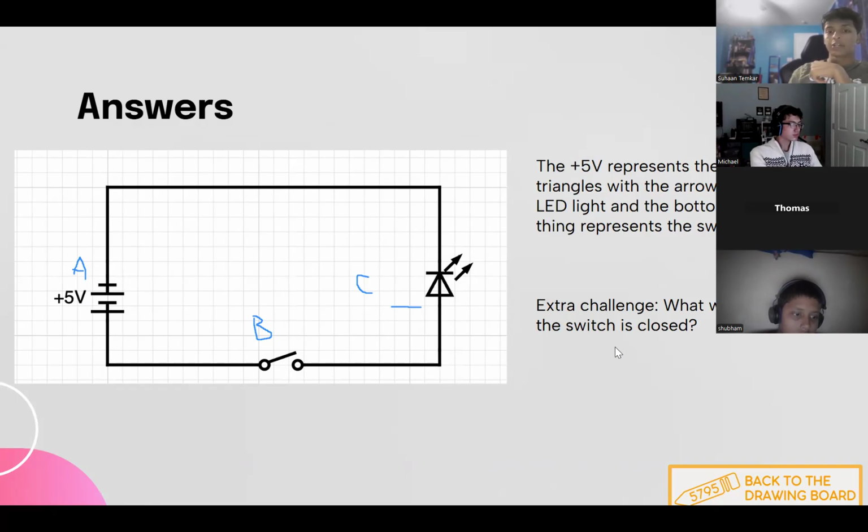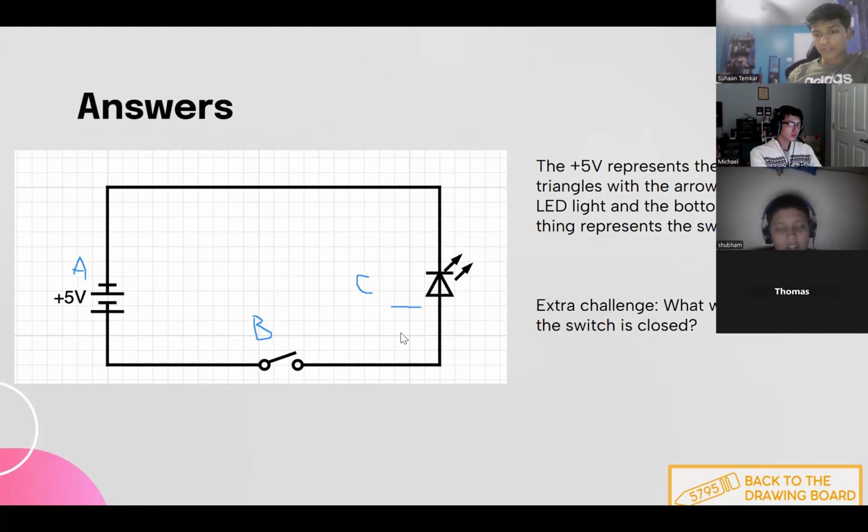So good job, guys. An extra challenge would be, what would happen if this switch is closed? What will happen to the circuit? Anyone? Electricity will flow in that circuit and the LED will light up. Brilliant, exactly. Because the switch is being turned, that wire will now connect, so the energy will flow in that circuit, and thus the diode will turn on. Very well done.